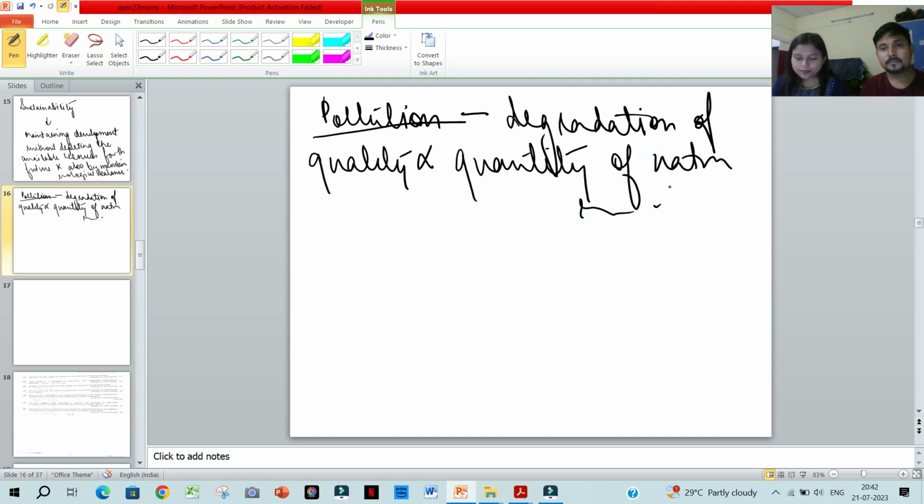So the road to sustainability starts with pollution prevention. When will pollution prevention happen? Pollution prevention will happen if we are preventing pollution.